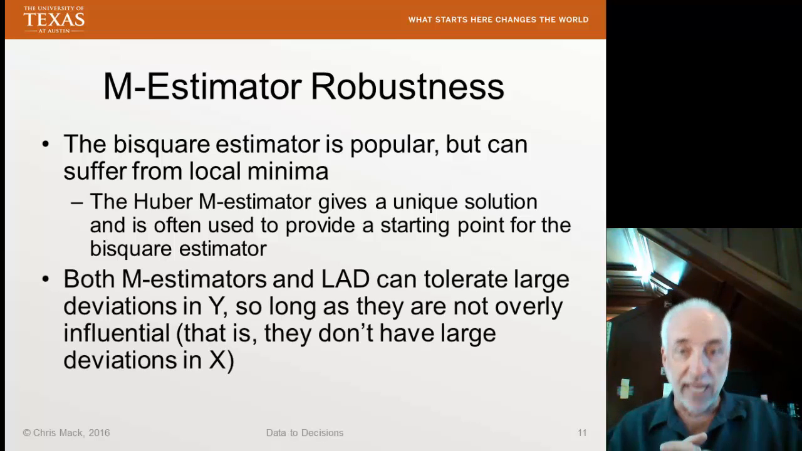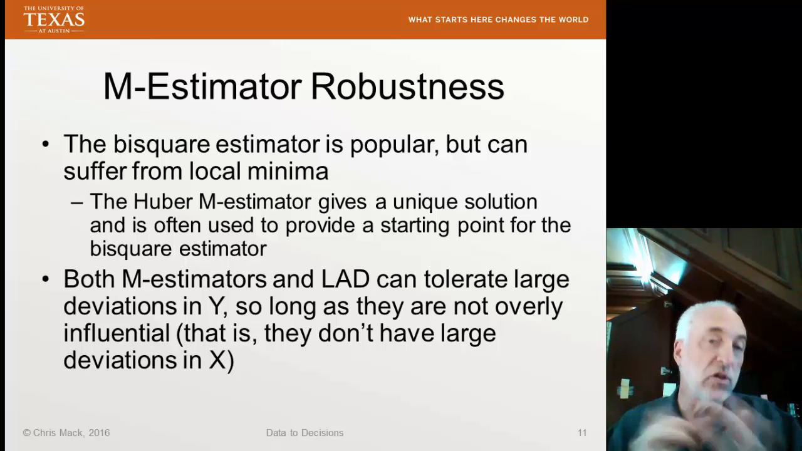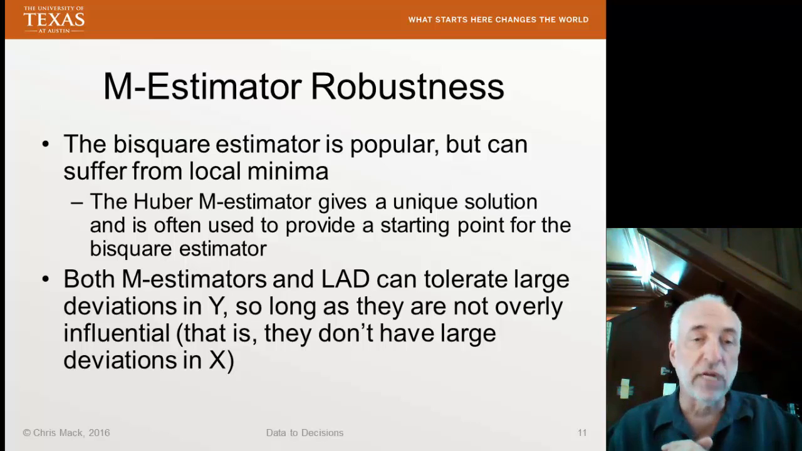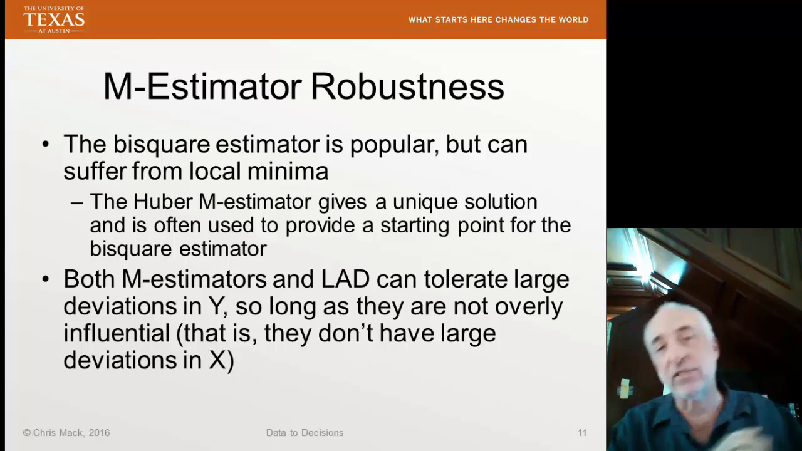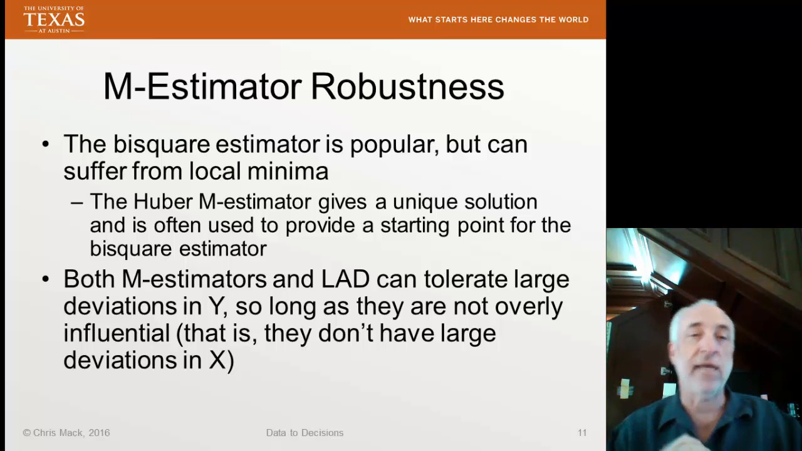Both M-estimators and the least absolute deviation can tolerate large deviations in Y. But I can still have problems with overly influential outliers. If it has both a large deviation in X and a large deviation in Y, it can still pull my regression away.